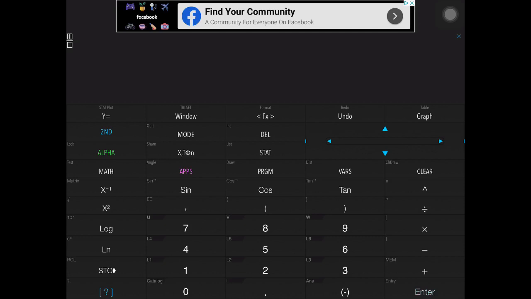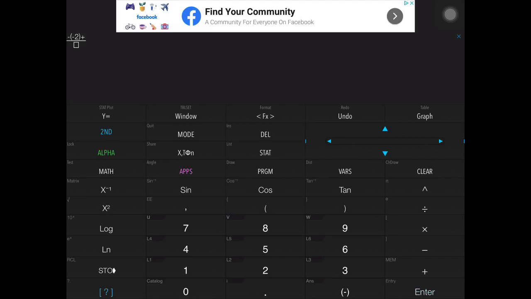So I have negative parentheses, -2, close my parentheses, plus square root. To get the square root, if you look under alpha where it says x squared, right next to x squared to the left, you're going to see the square root symbol. So you're going to press second x squared and the square root will come out. So again, second x squared right under, 4 buttons under, and your square root is going to come out.